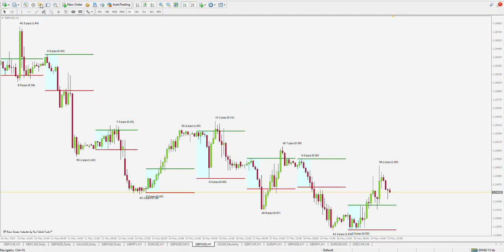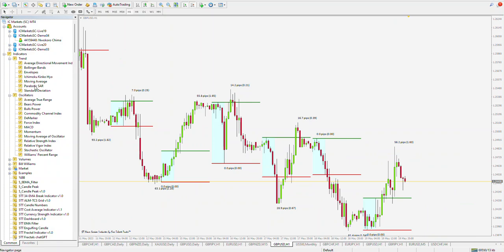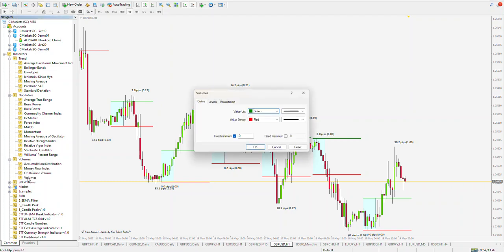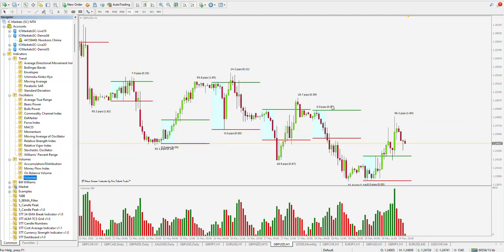Quickly, let me see if I can get us volume. Is there volume? Let's just see if we can get this quickly. You can see that during the Asian session, this period here is an Asian session, how the volume is.